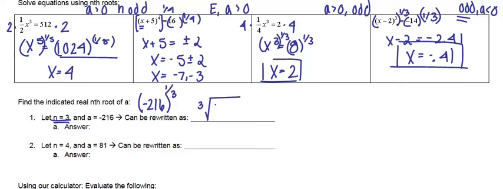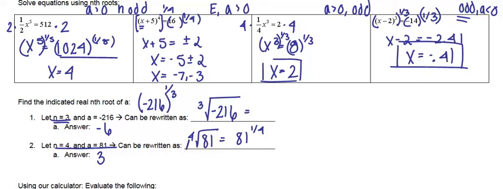So for the first one, if I have an exponent of 3 and a of negative 216, I can rewrite this as negative 216 to the power of 1 over 3. I can rewrite this as the third root of negative 216. Okay, so that should give us a final answer of negative 6.